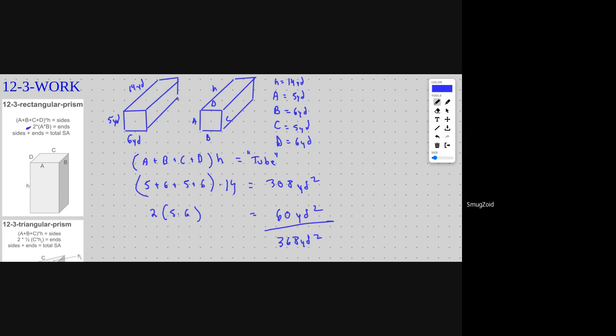So points for this stuff is not just drawing it here and drawing it here. It's understanding what each one of these things are. This is called the ends, and you should label it. This is the ends of the prism. This is the tube. So when you put it all together, this is the measurement of the ends. This is the measurement of the tube, right? And this is the total. That's how you would do it, okay? So in the next video, I'll do the triangular part.